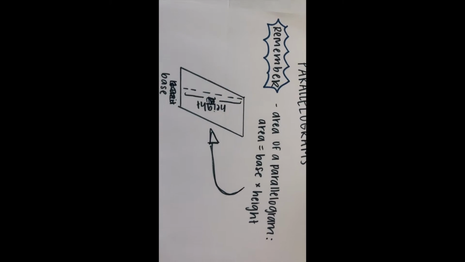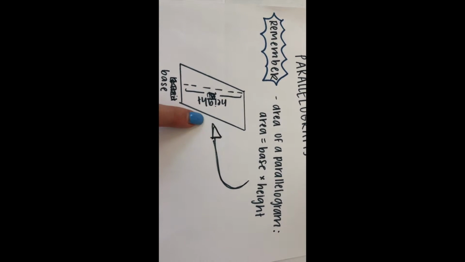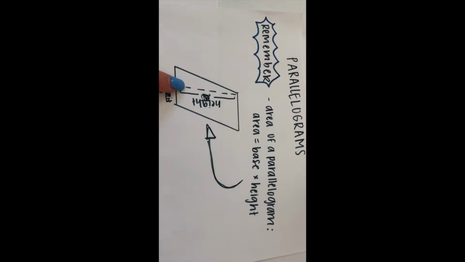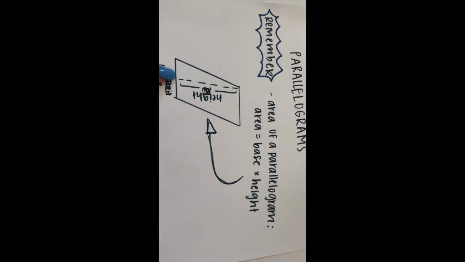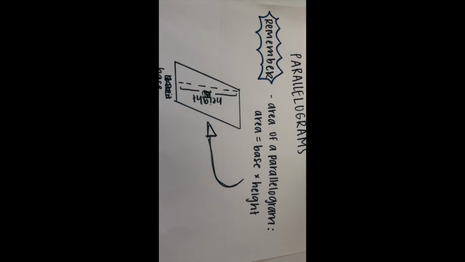Parallelograms are quadrilaterals that have two sets of parallel sides. To find the area of parallelograms, you must remember to multiply the base times the height. A common mistake is to use this side length as the height. However, this is the proper height, and if you do not use this height, then you will get an incorrect area. Let's find the area of this parallelogram.